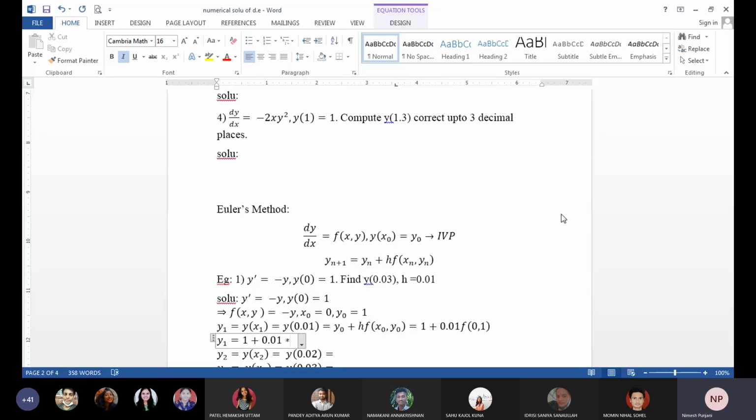What is your f of x comma y? Minus y. What will be f of 0 comma 1? It will be minus 1, because f of x comma y is minus y. So f of 0 comma 1 will be minus 1. So we get here 1 minus 0.01, so 0.99 is my y1. Okay, 0.99 is my y1.